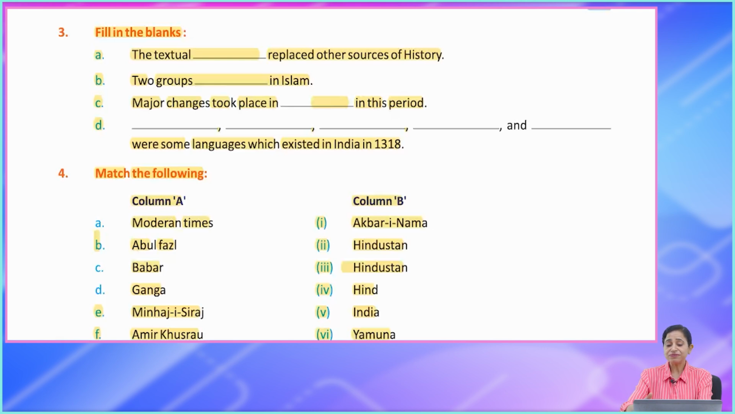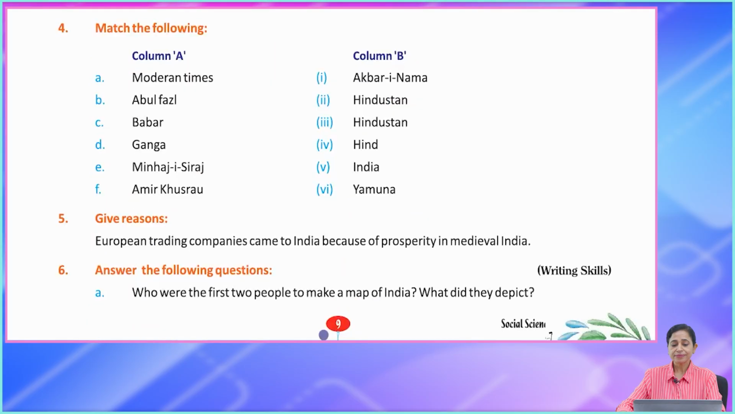Now we have major changes took place in medieval period, right? And some languages dash and were some languages which existed in India in 1380. So in the period of Sindhi language, Lahori language, Kashmiri language, Telangana language, these all were languages which were being used in that time. Fine.